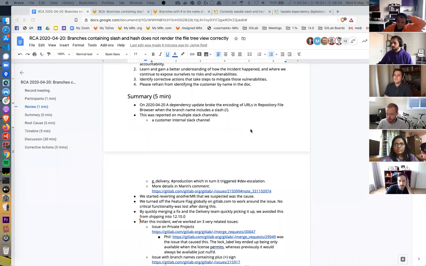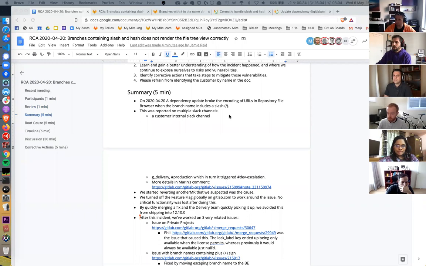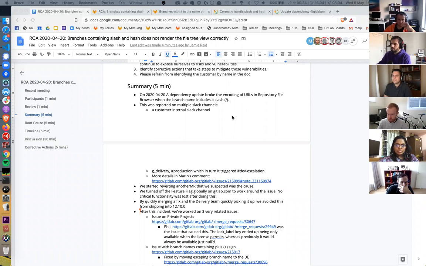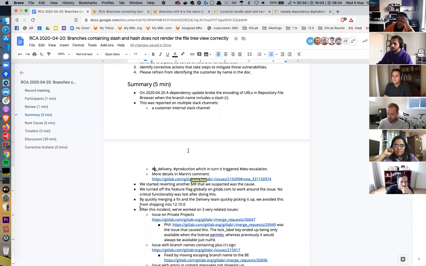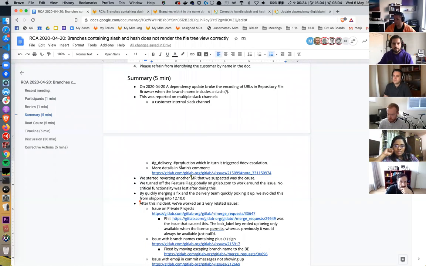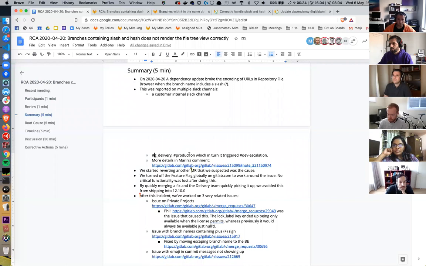So I will now proceed to do a short summary of the incident so that everybody's on the same page. So on the 20th of April, we deployed an update to production that broke the encodings of URLs in the repository file browser when the branch name includes a slash. After this was deployed, there were multiple reports on Slack, at least one in the customer internal Slack channel, one in the G-Delivery Slack channel, another in the production Slack channel, which then in turn triggered the dev escalation channel.